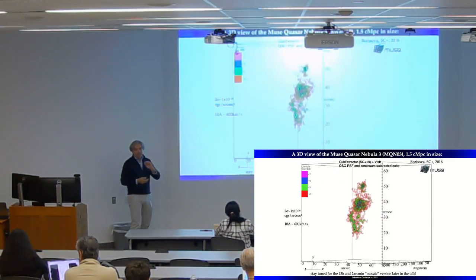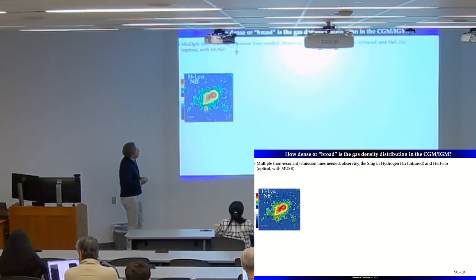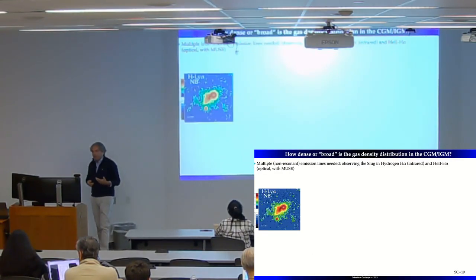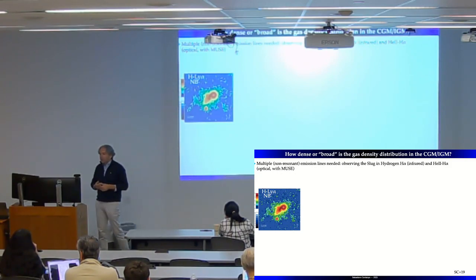This is, of course, much more than just an image. It's an integral field spectrograph. So rather than just an image, I can show you a 3-dimensional view of these filaments. This is Nebula 3, which shows an interesting filament here. This is what happened when we extracted in 3D.